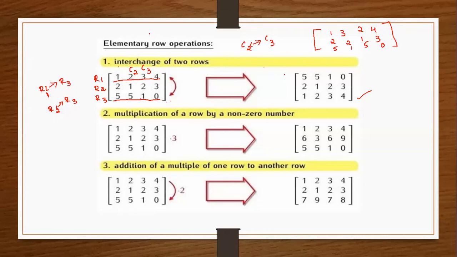Next one, we have multiplication of a row by a non-zero number. So any non-zero number, it can be a negative number or a positive number, but a non-zero number. If you want to multiply a row, then what you have to do? You need to multiply that number to the entire row. You cannot just multiply for one element. You need to multiply every element.